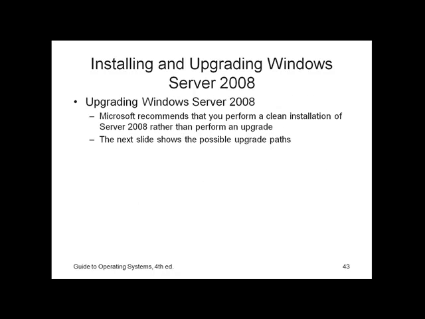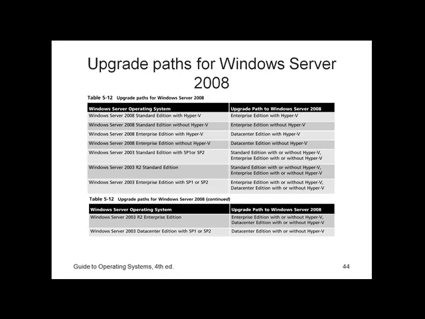Upgrading Windows Server 2008, well, Microsoft quite honestly recommends a clean installation rather than any kind of upgrade to 2008, because of some significant differences between the operating system foundation or basis. But there are some upgrade paths that are available, from the previous Windows Server operating system to Windows Server 2008. So if you have Windows Server 2008 Standard Edition with Hyper-V, you can actually upgrade to Enterprise Edition. If you have Server 2008 Standard Edition without Hyper-V, you can upgrade only to the version of Enterprise without Hyper-V.